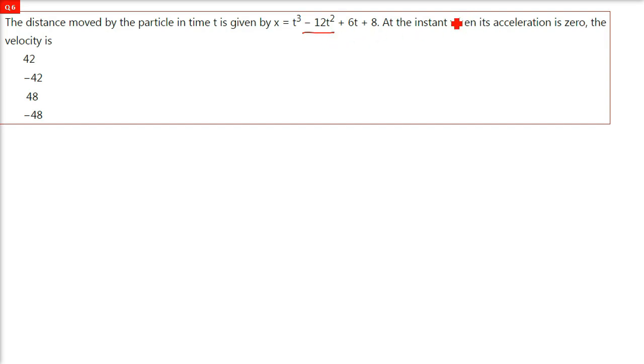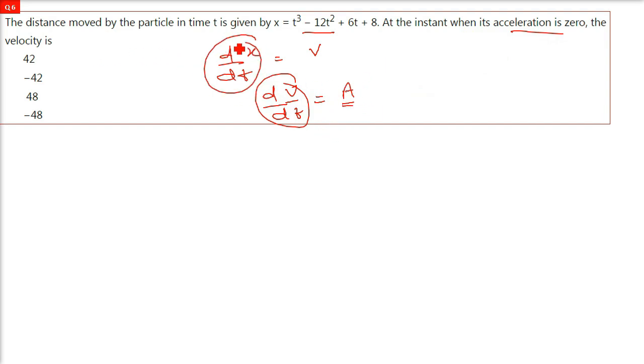The distance moved by the particle in time t is given by x equals t cube minus 12t square plus 6t plus 8. At the instant when its acceleration is 0, the velocity is? Now the rate of change of distance is velocity. The rate of change of velocity is acceleration. This is how they are related. So dv by dt is acceleration, at the instant when the acceleration is 0. So we'll find out first dx by dt, then dv by dt, put it at 0, and then whatever comes, we'll put it back into dx by dt, because velocity has to be found.